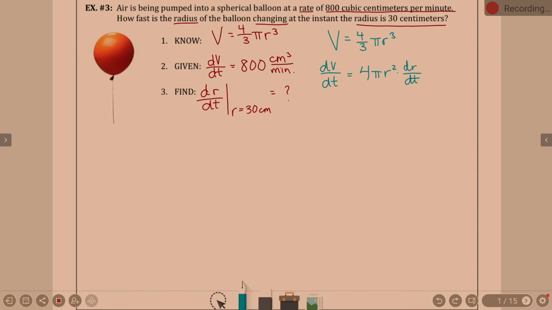Okay. So, if I go ahead and plug in, I know dV/dt is 800. 4 pi r, what were we being told to plug r in as? 30 squared. And then times dr/dt, which is what we're trying to find.